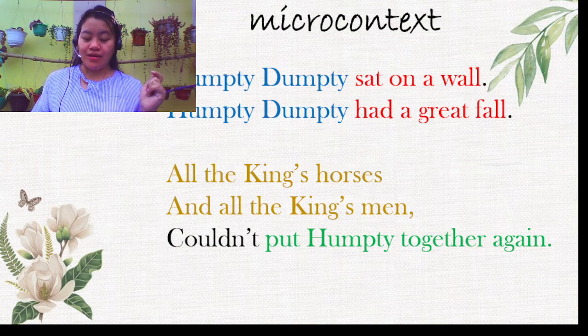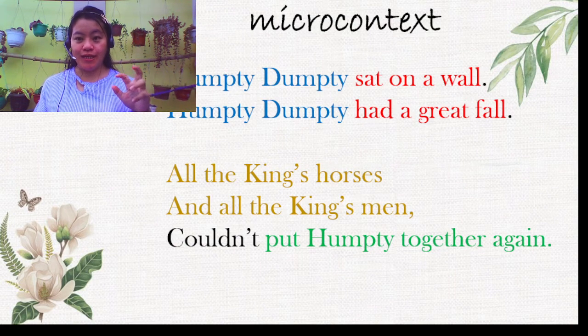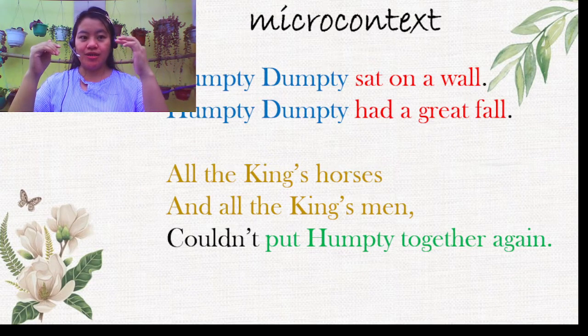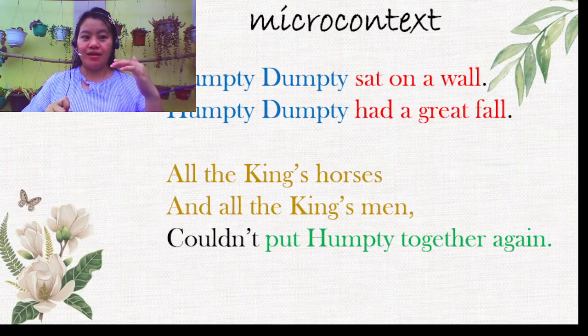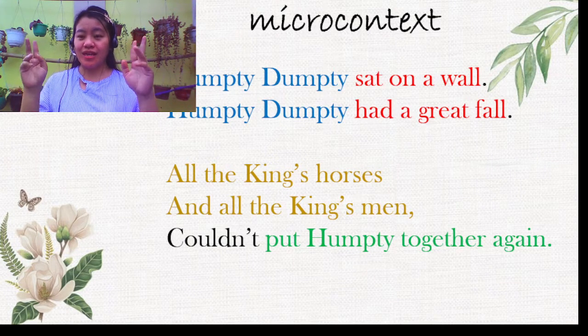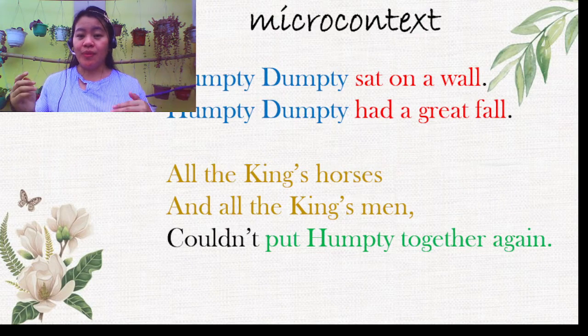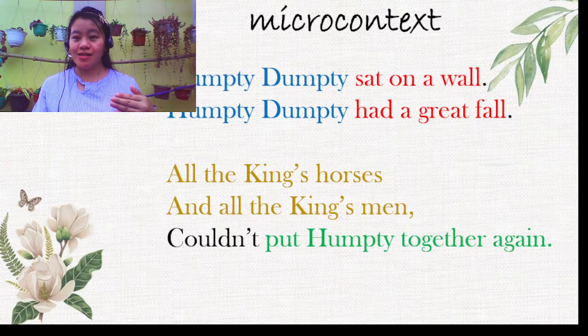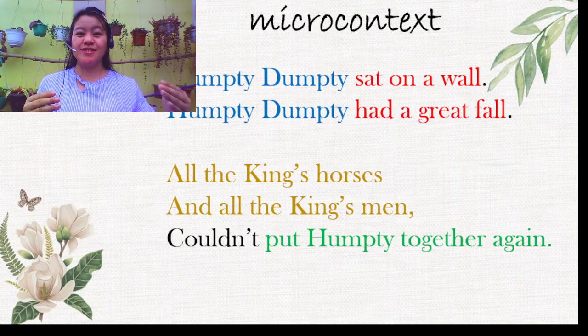Now, on the last sentence, if we're going to take a look at it word by word, there is a contradiction because on the first line, they use the word sat, which denotes that it's a living thing. Now, couldn't put Humpty together again. You don't put... We put things together again. We make someone feel better again. So there is now this confusion about this text.